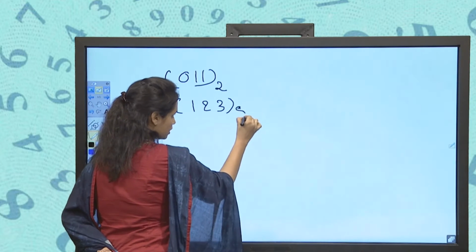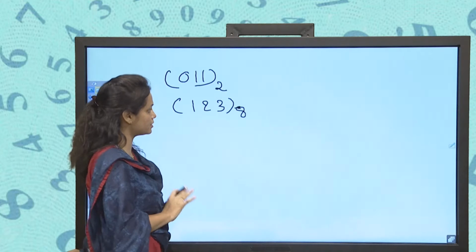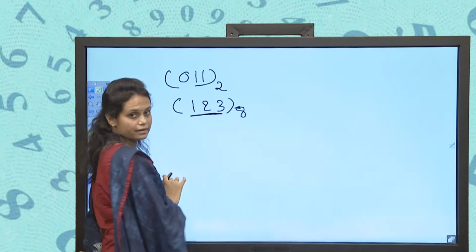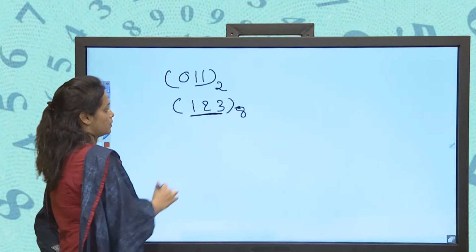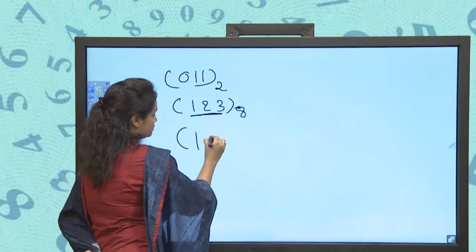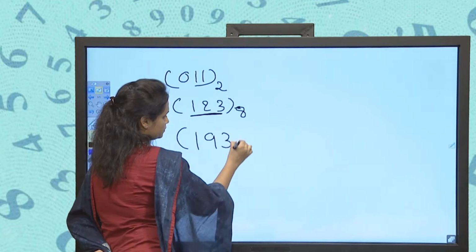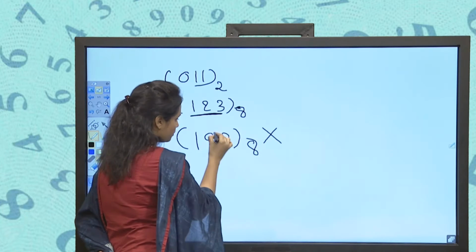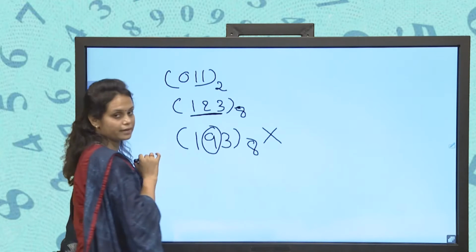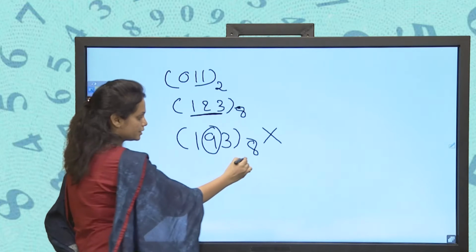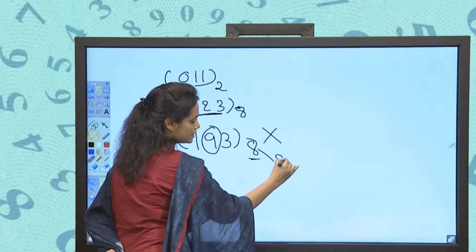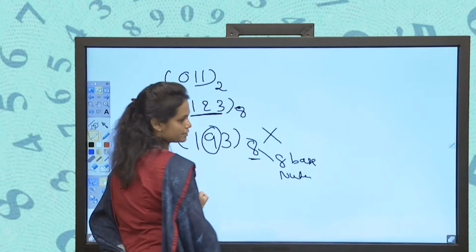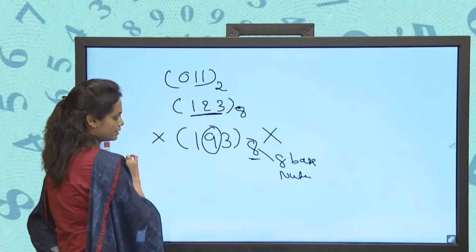Is this an octal number? Yes, this is an octal number. Why? Because all these symbols are less than 8. This is the first thing. Fine. Is this another number an octal number? No, it is not an octal number. Why? Because 9 must not be there, since we are representing an octal number, that is, an 8 base number. So this number is incorrect.